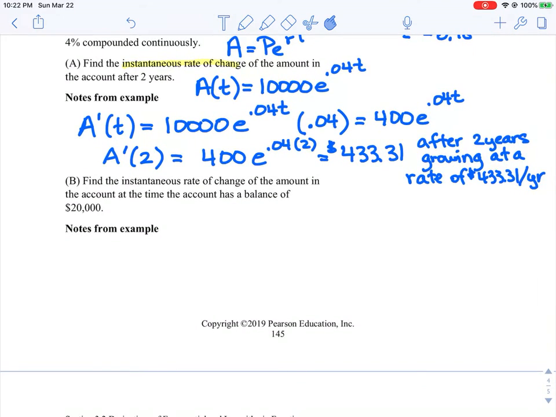Okay, find the instantaneous rate of change and the amount at the time the account has a balance of 20,000. So the first thing you need to do is find time. All right, so we need to do our 20,000. We invested 10,000, compounded continuously at a percentage rate of 4%. So we divide by 10,000.